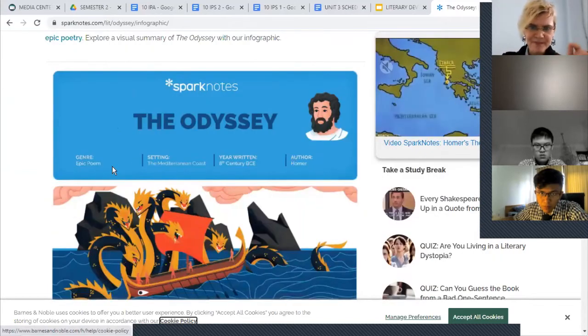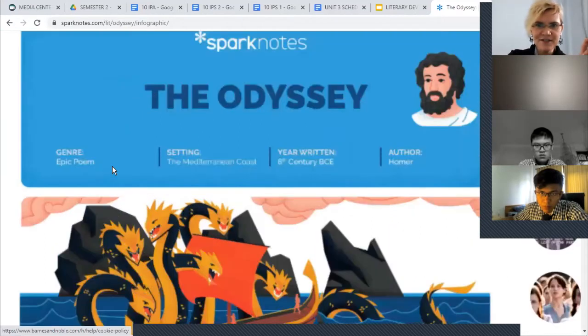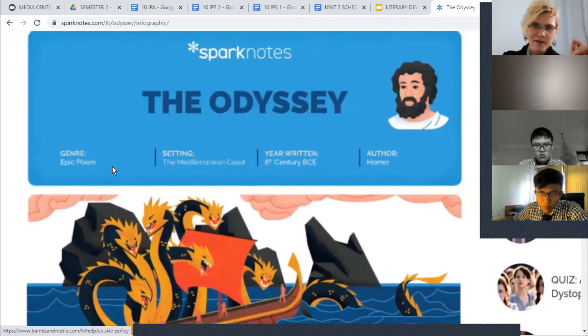Okay. Now the first thing we're going to look at here is the outline of this. The genre is an epic poem, so it's actually a literary poem, epic poem. The setting is the Mediterranean coast.